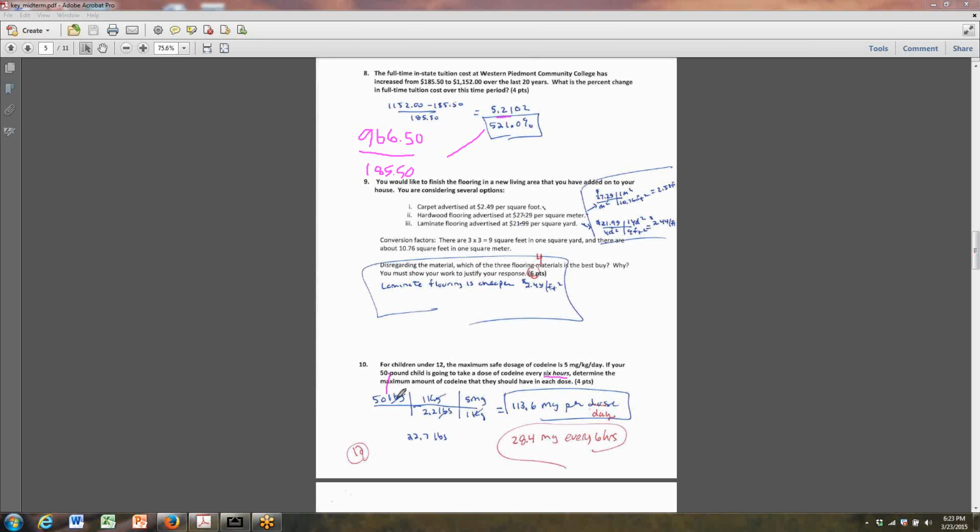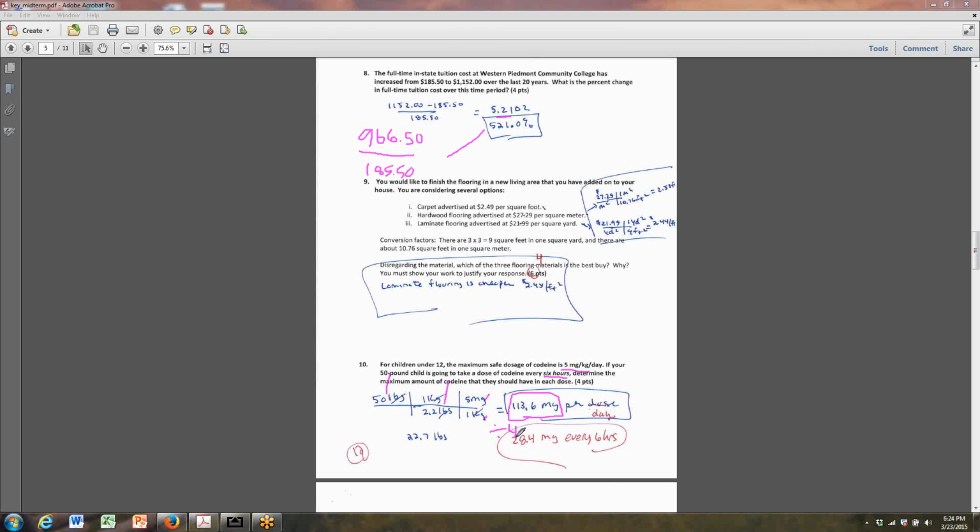So first you need to convert the pounds to kilograms. 50 pounds, and 1 kilogram is 2.2 pounds. So that converts it to kilograms, and then you use the conversion that for every kilogram you get 5 milligrams. So that is the dosage, 113.6 milligrams per day, but you just want it every 6 hours. So every 6 hours you need to divide that by 4, because there are 4 6-hour increments in a day.